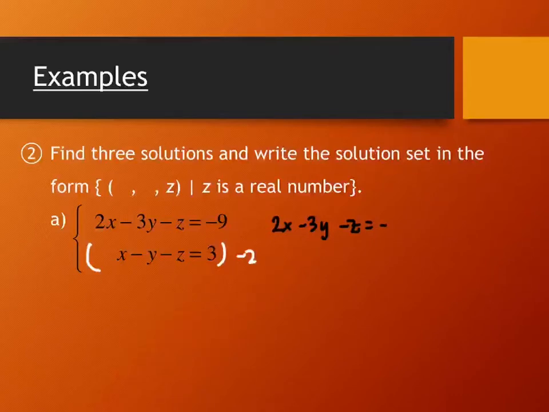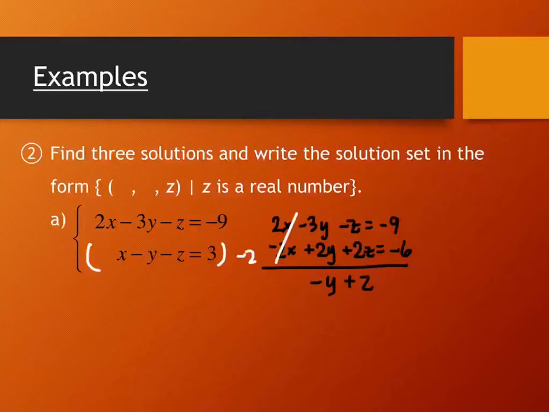In the first equation, it will stay the same: 2x minus 3y minus z equals -9. In the second equation, everything's going to be multiplied by -2. So this is -2x, and then positive 2y, and then positive 2z equals -6. When we add these together, the -2x's cancel out. And then as we go down the line, I have -y, positive z, and equals -15.